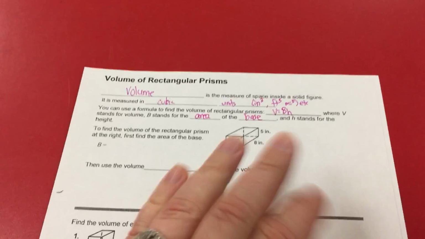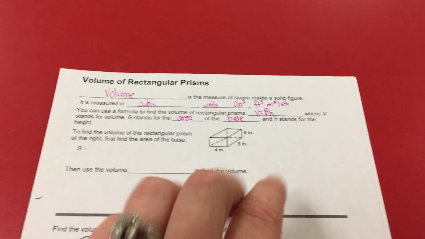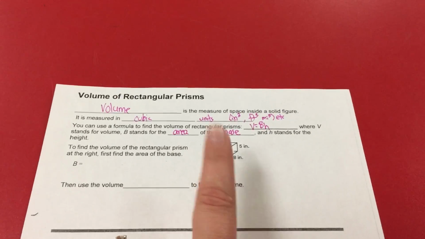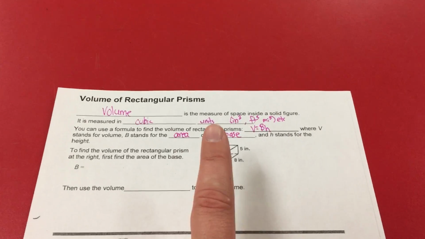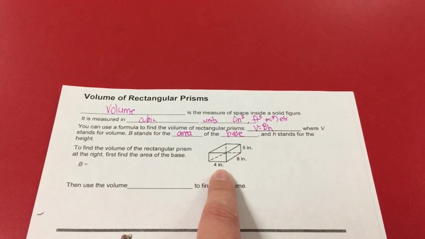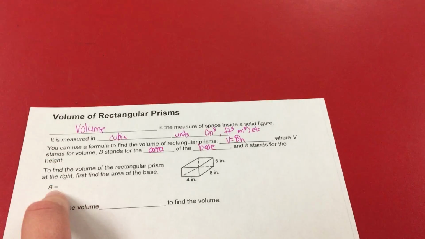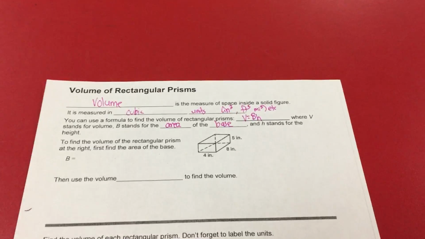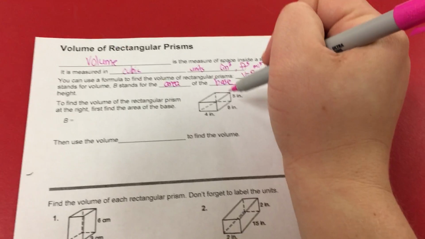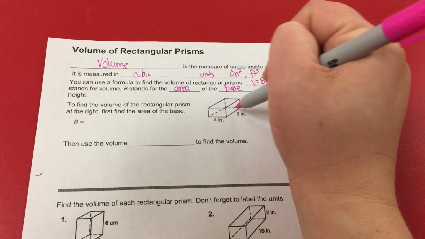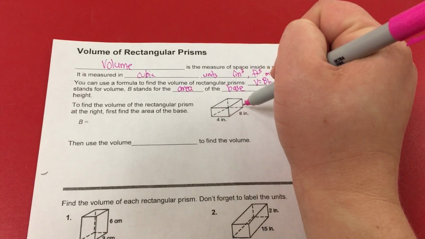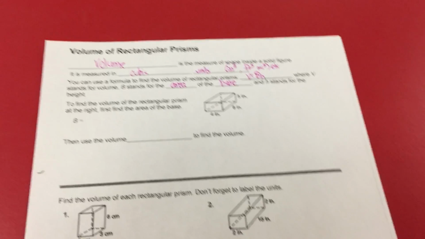So we're going to look at this rectangular prism right here, and we're going to try to find the volume. So the first thing we need to figure out is that B. What is the area of the base? Well, what is our base? Let's look. The base, remember, is the thing that it's sitting on. The shape of this base is a rectangle.